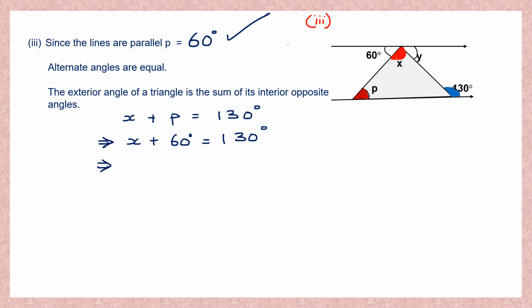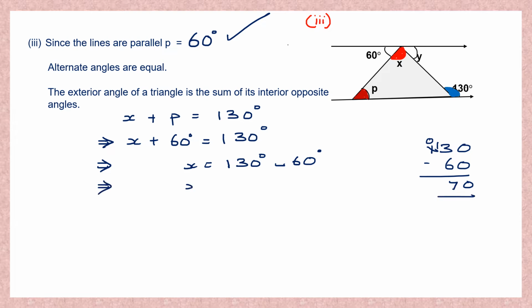So now we can find the value of X. That will be 130 degrees minus 60 degrees. So let's subtract 130 minus 60. 0. Now borrow, 13 minus 6 is 7. We've got 70. So we have found the value of X to be 70 degrees. So we have found the values of X, 70, P, 60.